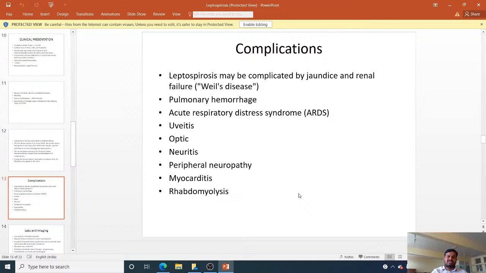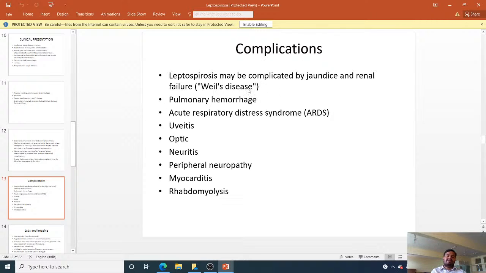So what all complications do we develop in a patient with leptospirosis? A patient with jaundice and renal failure is called Weil's disease. As I've told before, if a jaundice patient is presenting with renal failure and hepatic dysfunction, this type of manifestation is called Weil's disease.